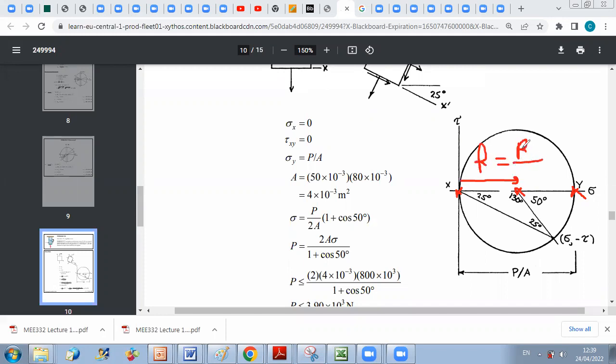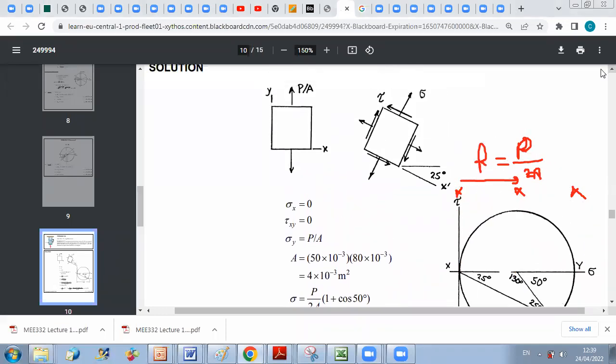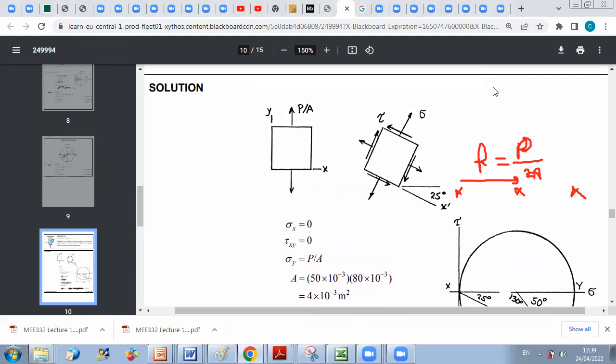Now, if I go back to my figure, as we mentioned before, in the plane of interest where I have the glued joint, this is my section of interest, making an angle of 25 degrees with the horizontal. But as we mentioned, whenever we want to see the rotational angle, this is x, this is x, this is y.